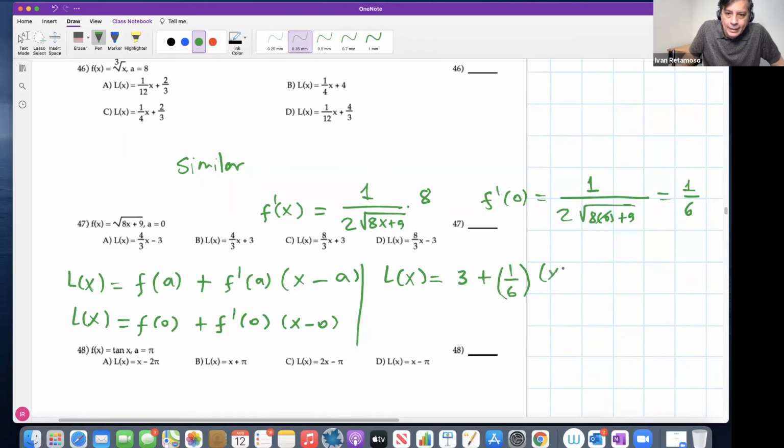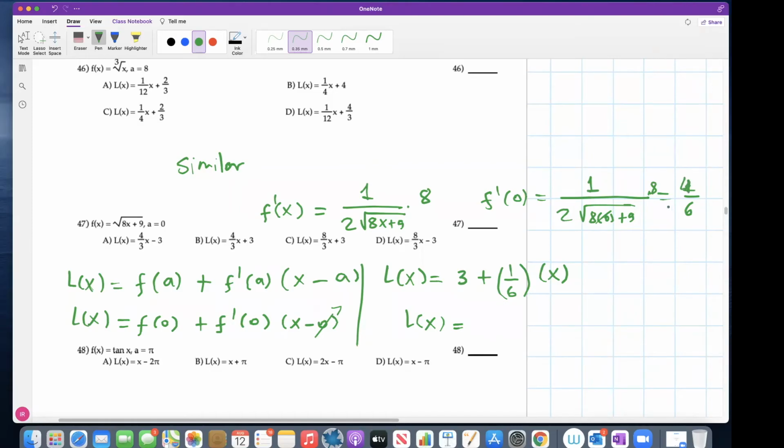Multiplying just X because 0 disappears, right? So linearization, yeah, I see. We have to check here. I forgot the 8. There is an 8 here, right? 2 into 8 is 4. You need to times 8. Yes, this is 4, right? 2 into 8, 4. Everybody sees that? And this 8, 2 into 8 is just 4.